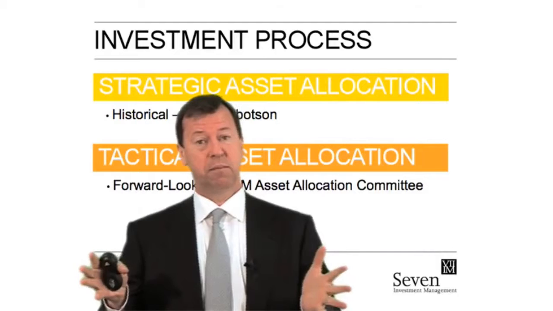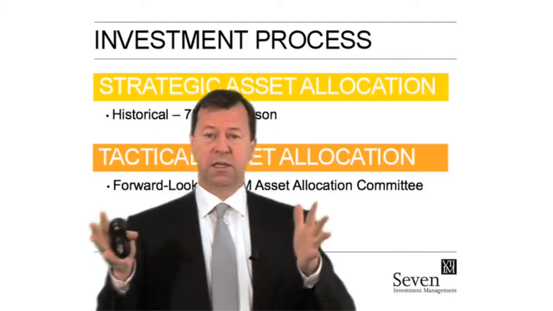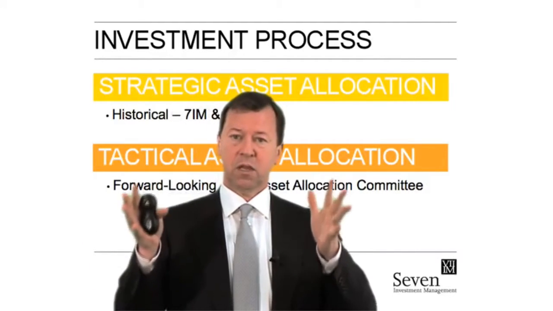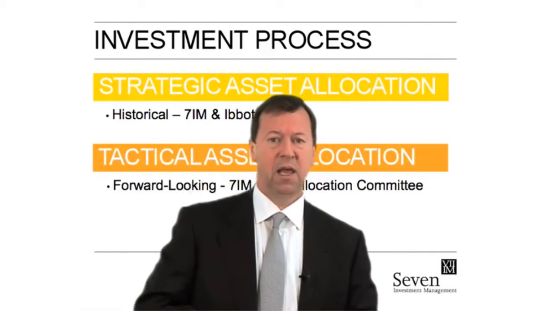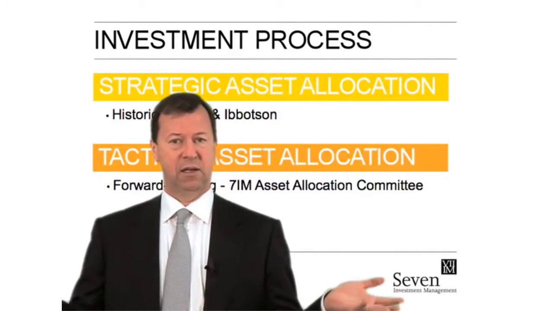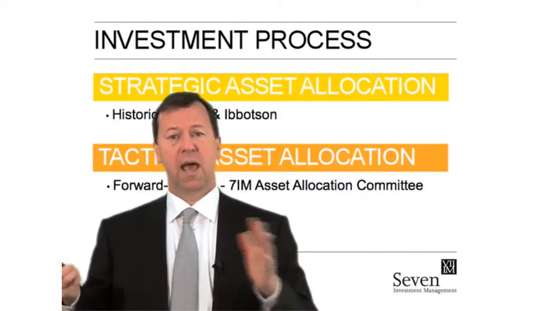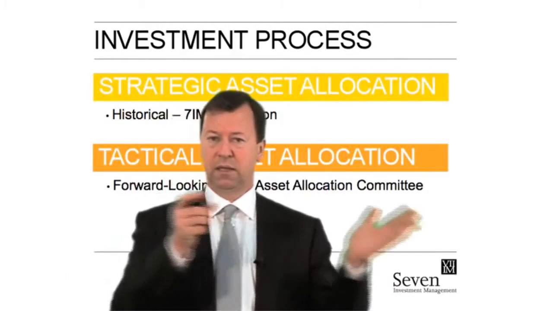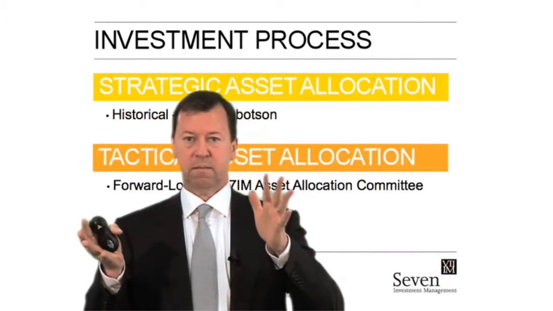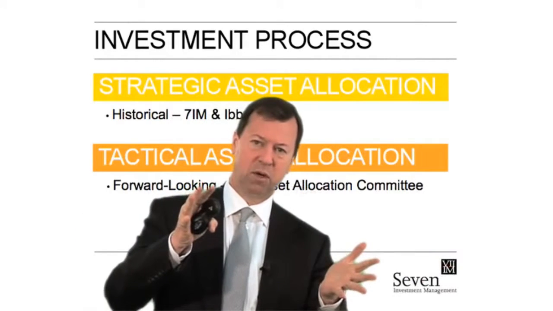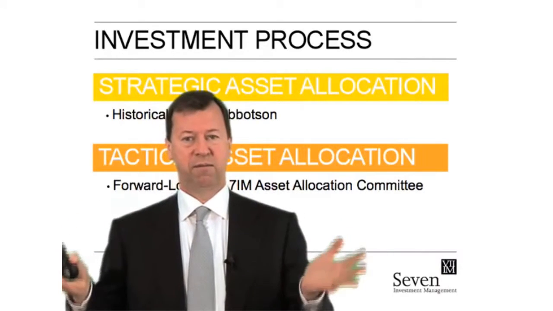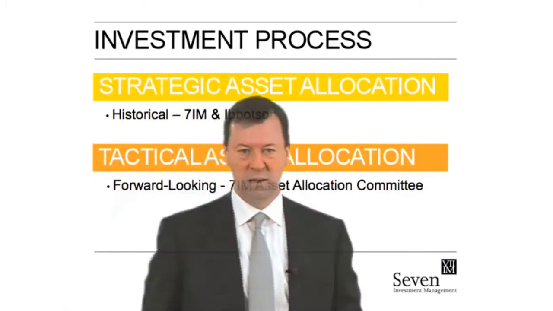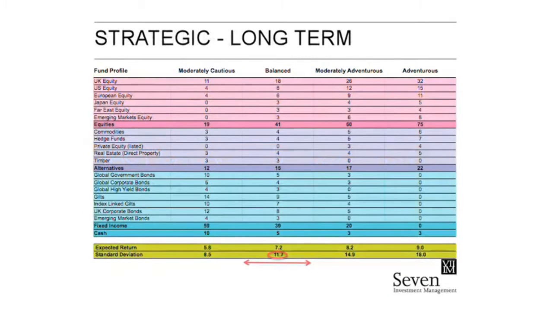So therefore, we superimpose on that the tactical asset allocation, which is a view taken by the 7IM Asset Allocation Committee as to what it is that we're looking at in the outside world, in markets, and how to apply that to the strategic asset allocations. So we tilt them a little bit more conservatively or a little bit more aggressively, depending upon the view of the Asset Allocation Committee.